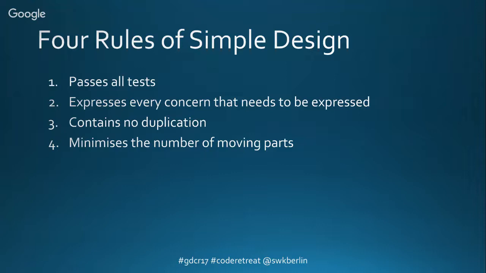And then number 4, related to that, is to minimize the number of moving parts. So to ensure that there are no classes that don't have a particular role in a system, or functions that are unused, or don't interact well with the rest of the system, etc.